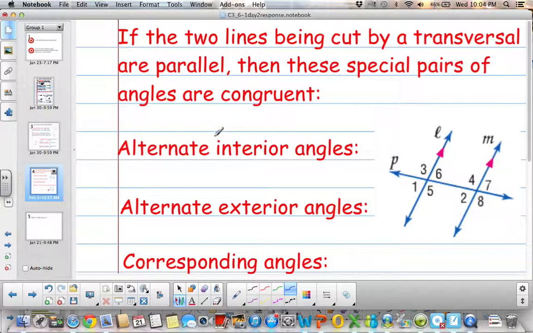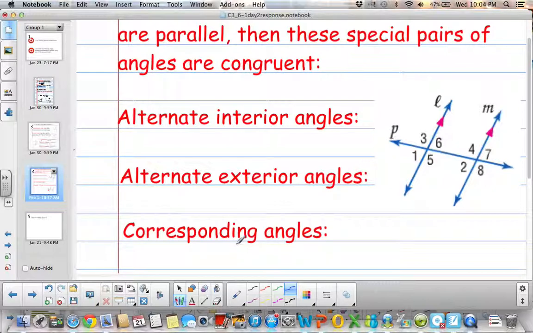Okay, if the two lines being cut by a transversal are parallel, then these special pairs of angles are congruent. You can see that our transversal is P, and it's intersecting through L and through M, and L and M are parallel. These two lines have to be parallel in order for these angles that we're going to talk about in a second to work. So we have alternate interior angles.